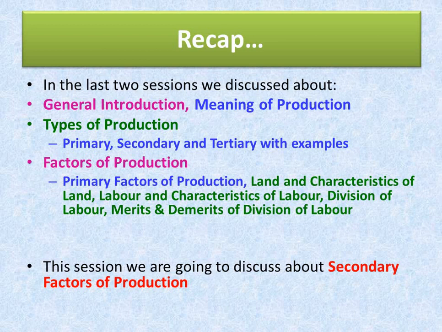A primary production refers to the state of activity in which natural resources are directly used. Since agriculture is given prime importance, it is also referred as agricultural sector of production. The examples are agricultural, forestry, fishing, mining and oil extraction.